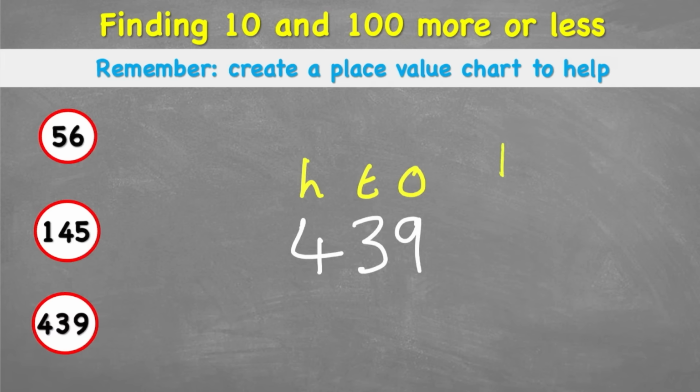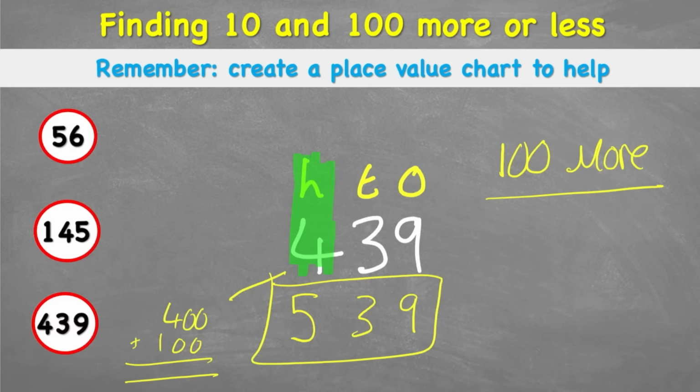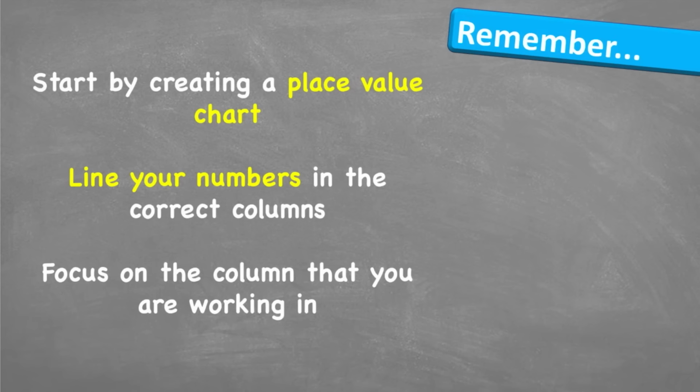Let's do 100 more. And I think you're starting to get it now. We're going to look in our hundreds column, and I can see I have a 4, or in other words, 400. So my question is 100 more than 400, or 4 hundreds adding to 100. So I'm going to end up with 500. And I bring down my 3, I bring down my 9, and I get a final answer of 539. Simple!